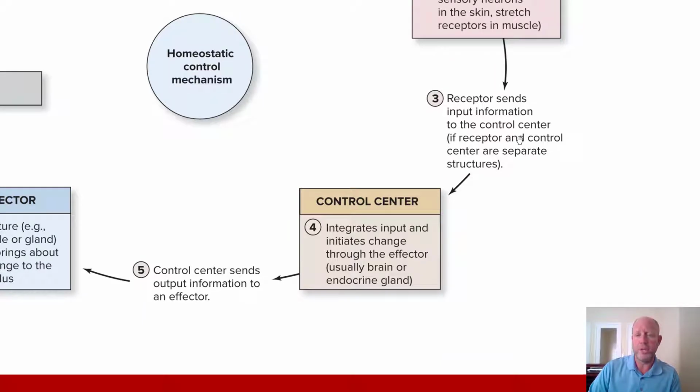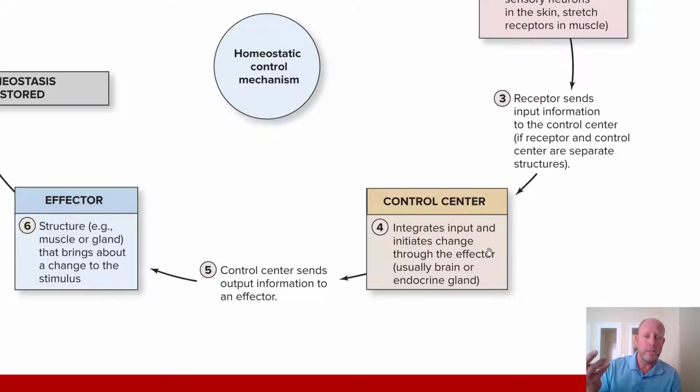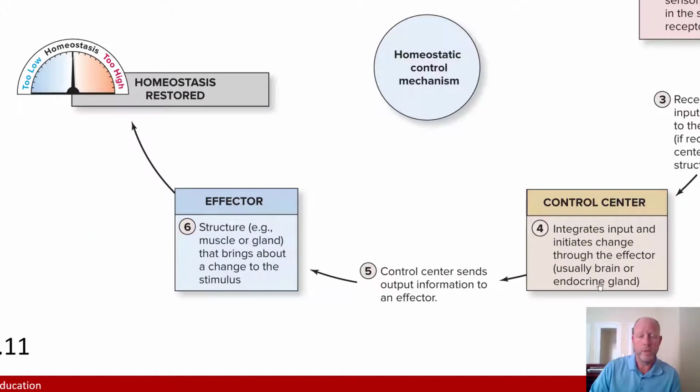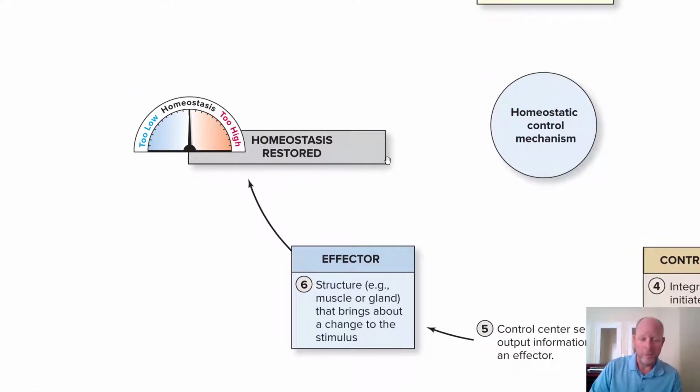The receptor sends information to the control center, and if the receptor and control center are separate structures, in some cases they're not, the control center integrates that input and initiates a change through the effector. The control center is usually a brain or endocrine gland, something in the nervous system, or a gland, right? Stimulating a hormone, or something to stimulate another gland to stimulate a hormone. The control center sends output information to an effector, and that structure, the muscle or the gland, generally speaking, brings about a change to the stimulus, and ideally homeostasis is restored. At least that is the goal, right?